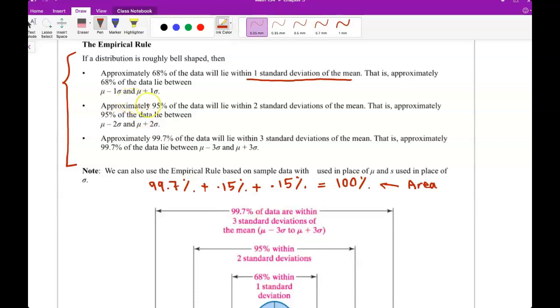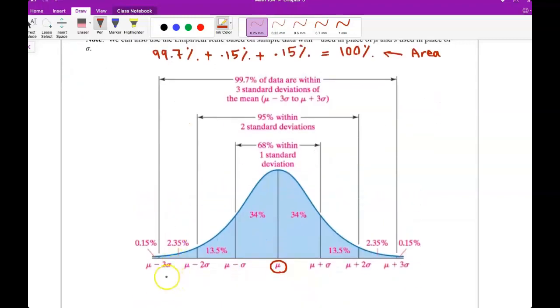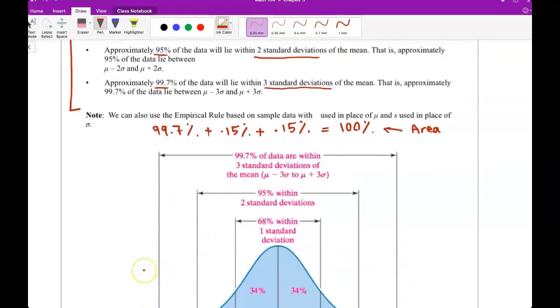We have all these here again. Once again, 68% is within 1 standard deviation, 95% is within 2 standard deviations, 99.7% within 3 standard deviations of the mean. So it's 3 standard deviations of the mean. That's why we're subtracting, finding the difference between the mean and 3 standard deviations. Or in other words, it's better to say 3 standard deviations of the mean.